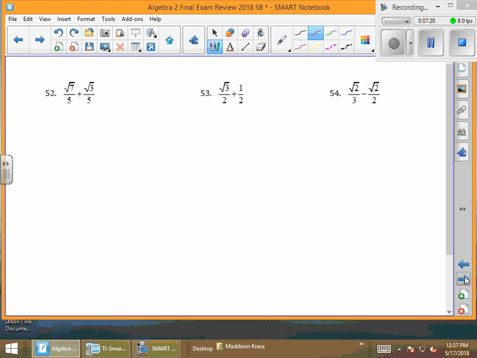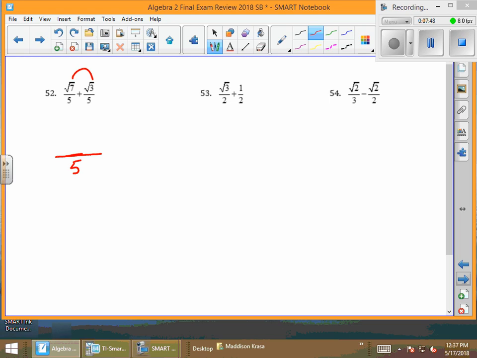All right, 52. So this one is one that we have to get a common denominator because of that addition sign. So addition means common denominator. 52 is nice because we already have that common denominator of 5. But the real trick to this problem comes with the radical 7 plus the radical 3.